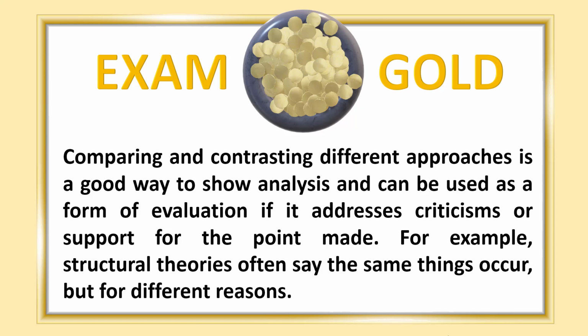For example, if we were looking at an essay about structural theories, many Marxists, functionalists and feminists say the same things occur, but they suggest it happens for different reasons. So, for example, they all suggest that we are socialised by social institutions, whereas for functionalists, they think this is a positive. For Marxists and feminists, they see it as being negative, and it benefits powerful groups in society, such as the ruling class or men.